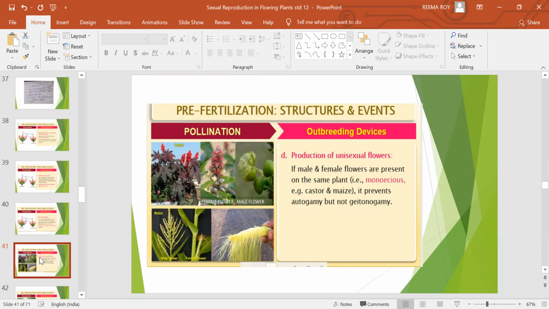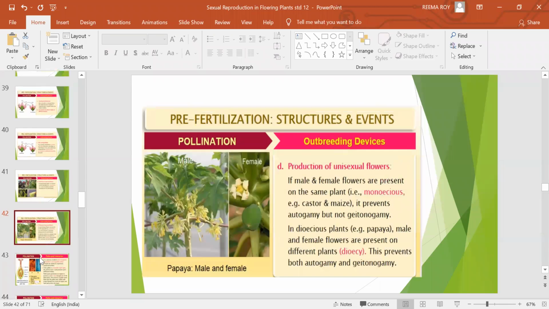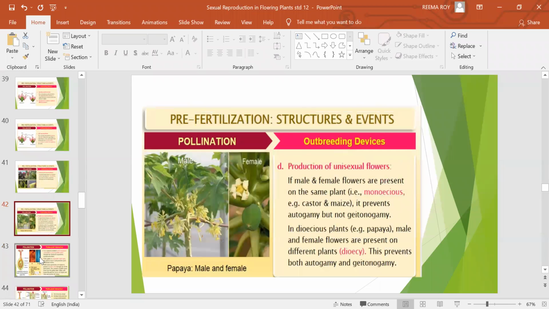Monoecious में क्या है? They prevent autogamy but not geitonogamy. Dioecious में क्या है? It prevents both autogamy and geitonogamy. Okay. ठीक है.